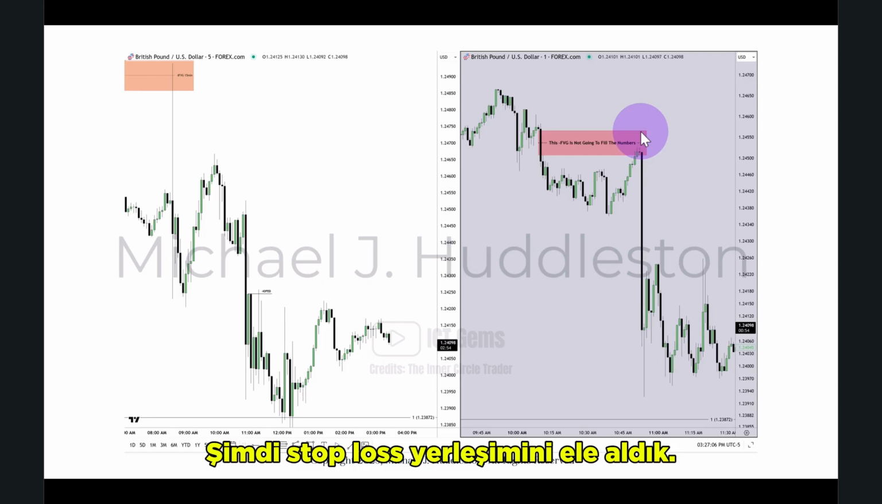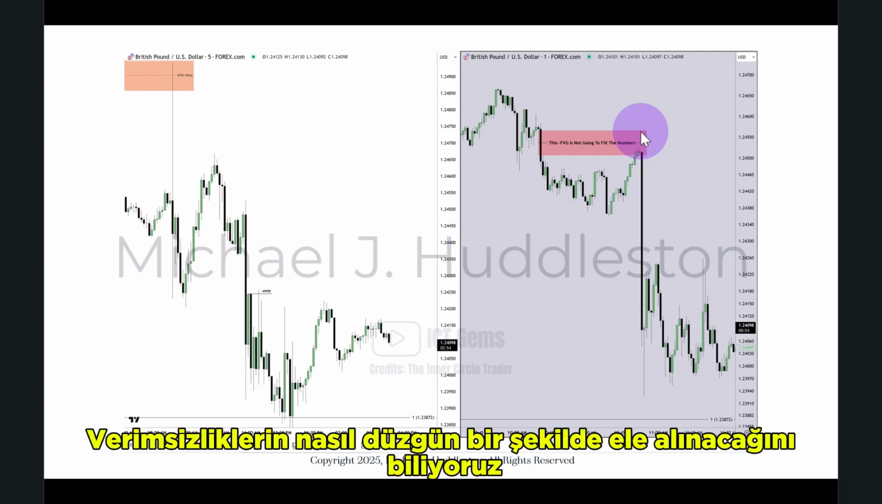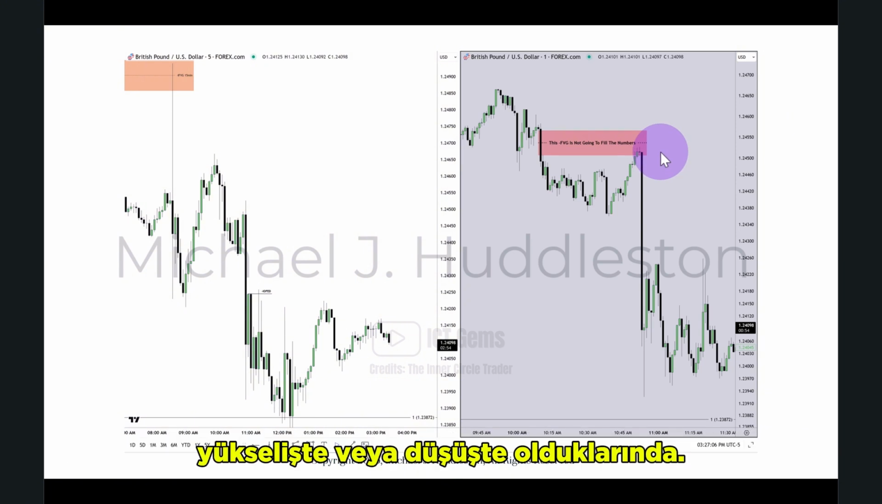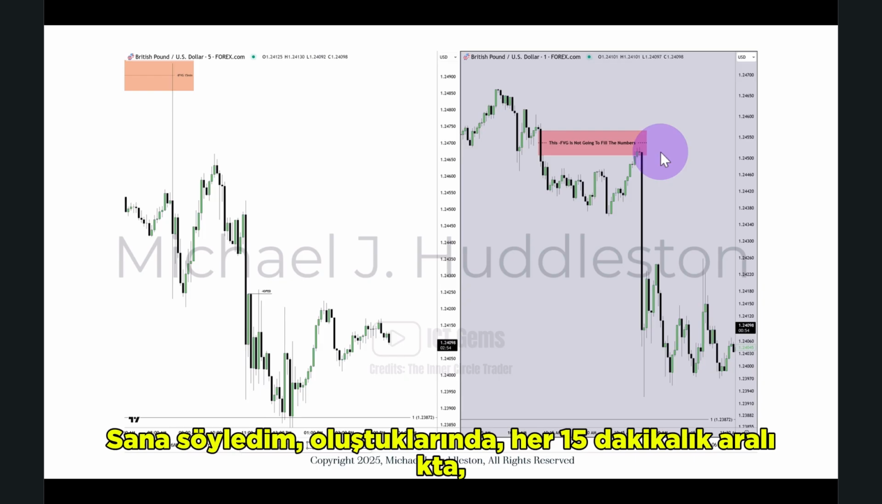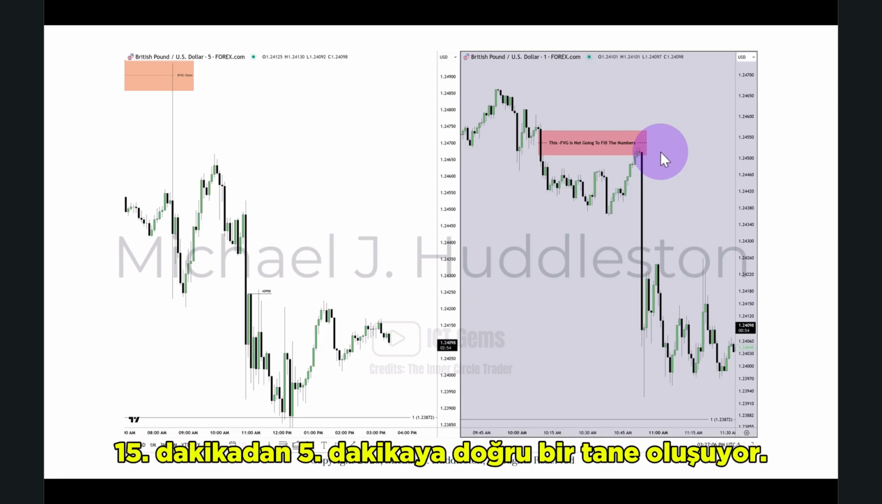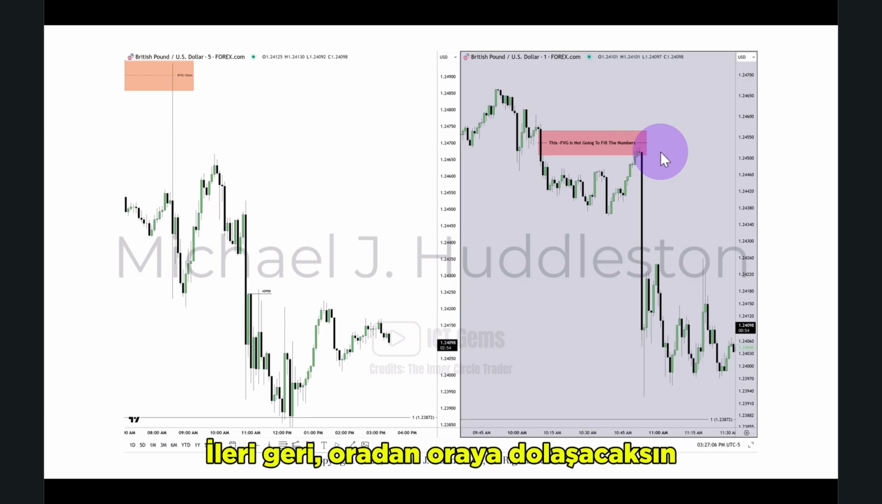Okay. So now we've covered stop loss placement. We understand how to properly handle inefficiencies when they're bullish or bearish. I told you when they form. Every interval of 15 minutes, there's one forming. From the 15-minute into the 5-minute, back and forth, you're going to cycle through there every 15 minutes.